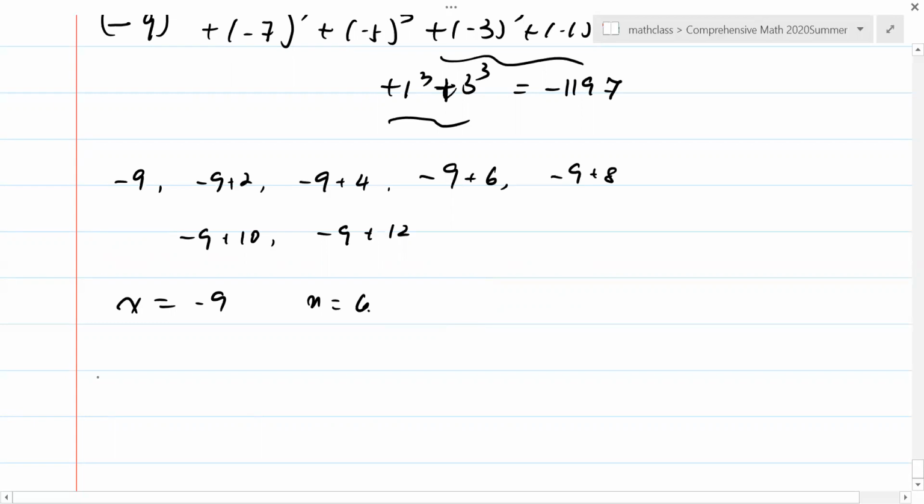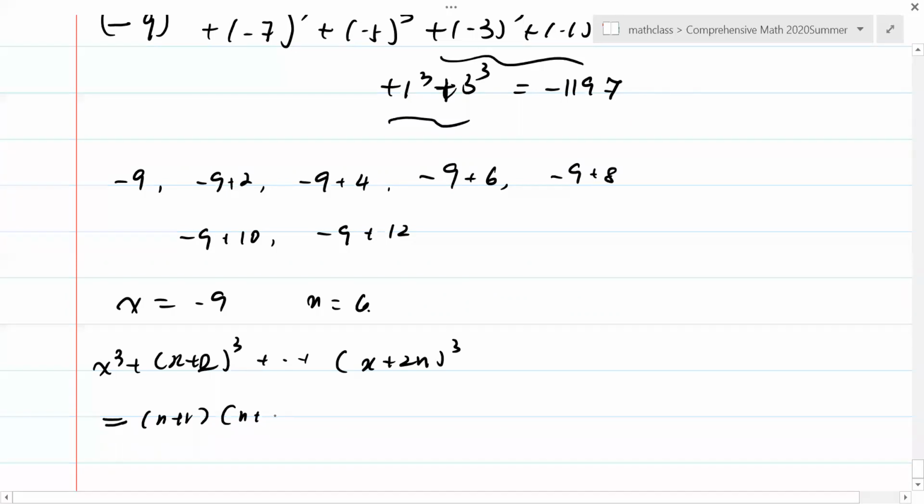Okay, here's my idea. So x cubed plus (x plus 2) cubed, and then (x plus 2n) cubed. I just give a sketch. You get all the terms, and then you factor it. You will get something like that. Okay, 2n squared, 2nx, and n cubed. Wow, this is very complicated.